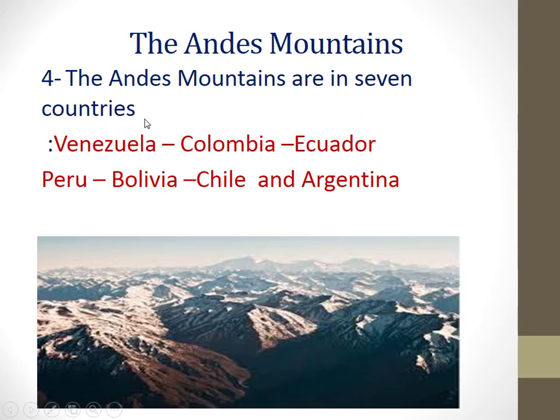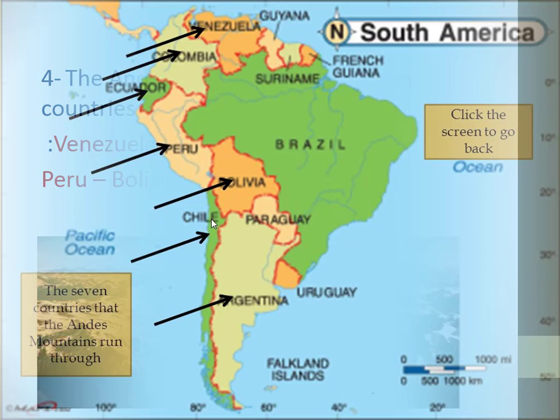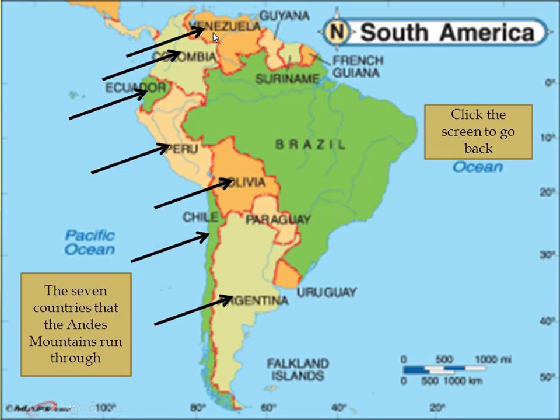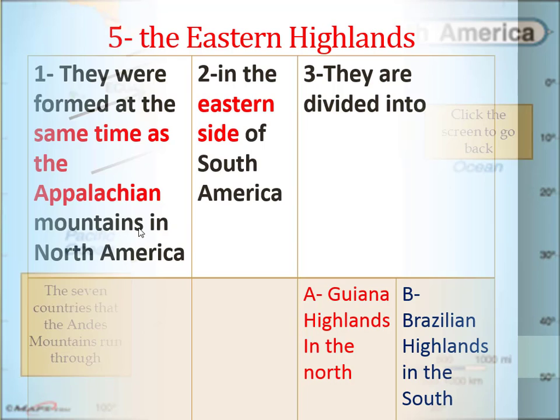They are in 7 countries: Venezuela, Colombia, Ecuador, Peru, Bolivia, Chile, and Argentina. Let's see them in the map. From the very north, Venezuela, Colombia here, Ecuador, Peru, Bolivia, Chile, and Argentina. 7 countries. This is where the Andes Mountains are.